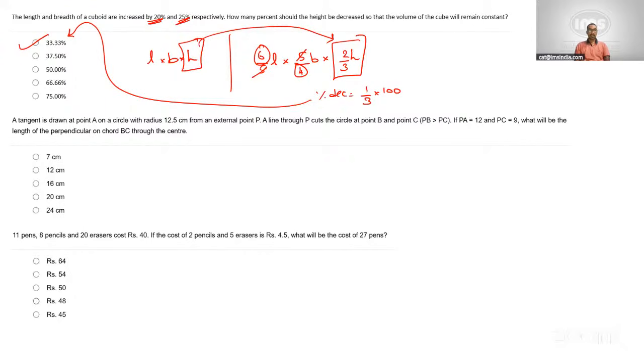Next problem. A tangent is drawn at point A on a circle with 12.5 from an external point. No, no, no. A lot of information. Maybe not right now, please.